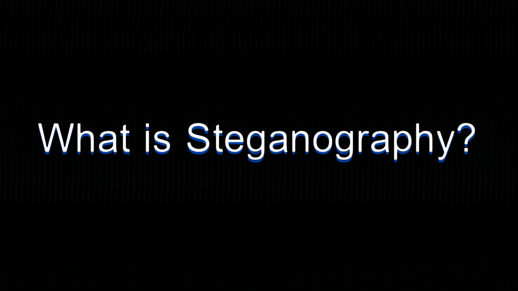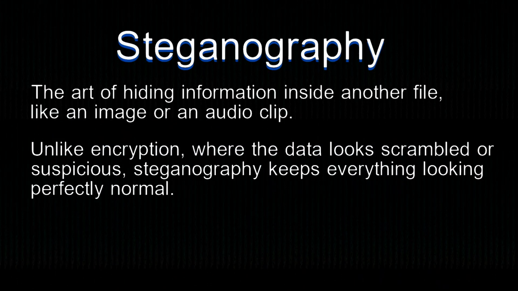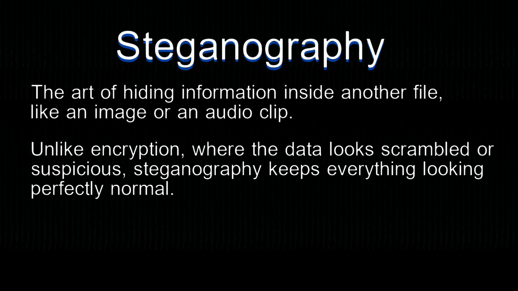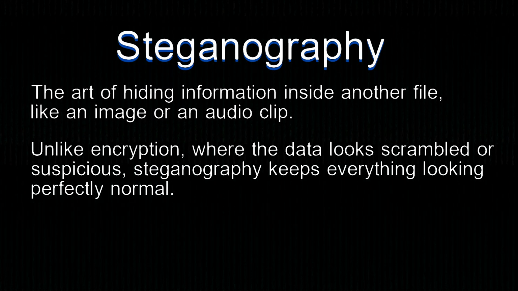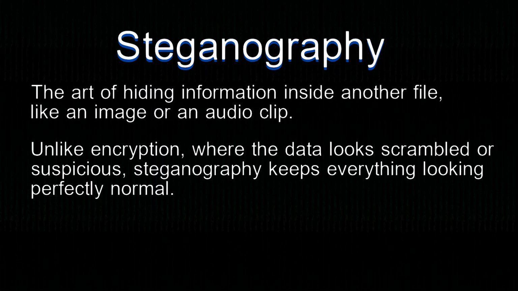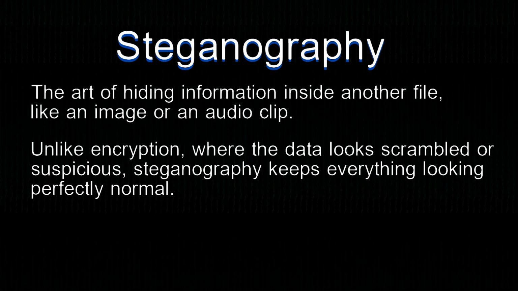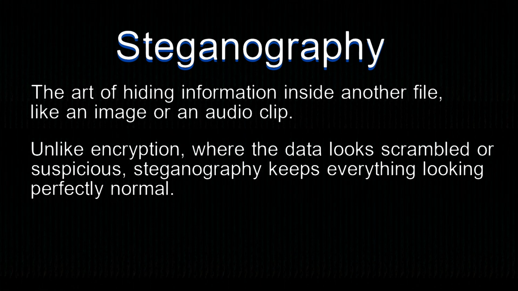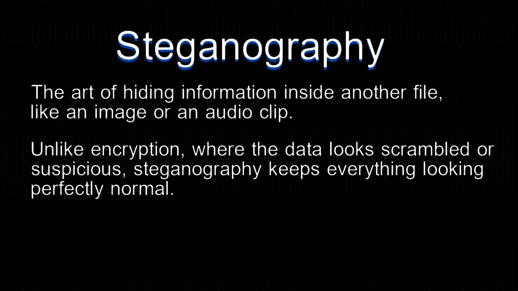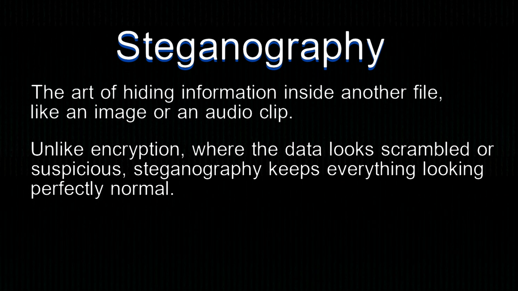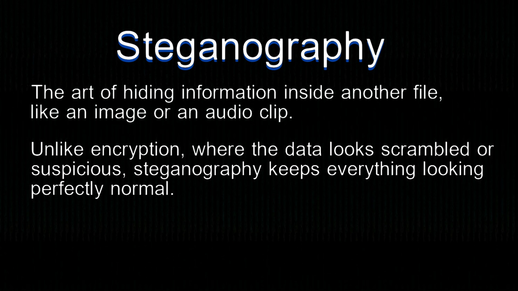Now let's look into what is steganography. What Zoe is doing is called steganography, the art of hiding information inside another file, like an image or an audio clip. It's like writing a secret message with invisible ink. The message is there, but the only person who knows the trick can reveal it. Unlike encryption where the data looks scrambled or suspicious, steganography keeps everything looking perfectly normal. Now, let's see how it actually works.